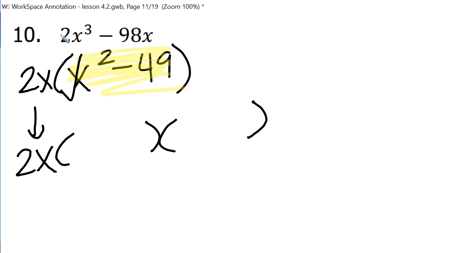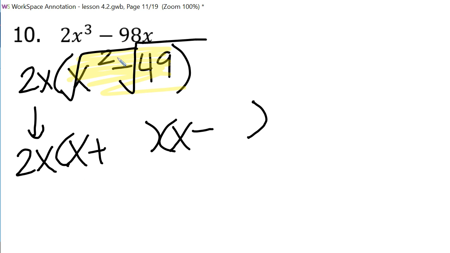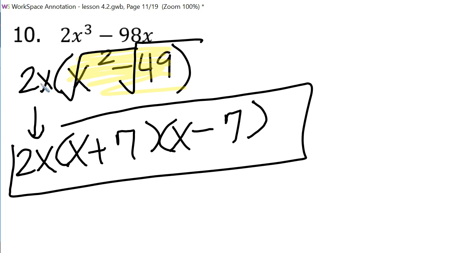And for the binomial, square root these. What's the square root of x squared? So I have x and x. One is a plus, the other is a minus. And what's the square root of 49? 7. Make sure you have all three answers, including the GCF.